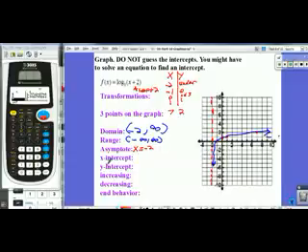X-intercept. My x-intercept's right here at negative 1. So that is negative 1, comma 0. My y-intercept, I almost skipped it up here. That is 0, comma 0.63.